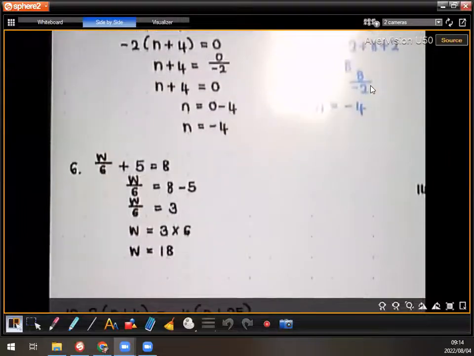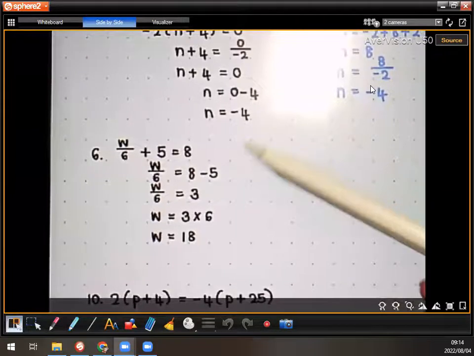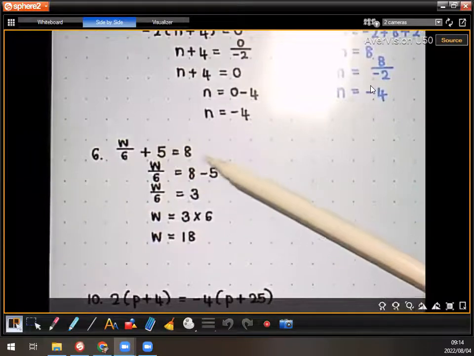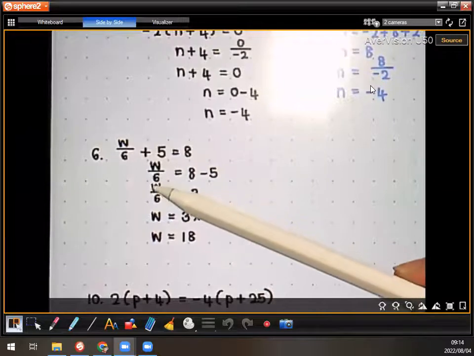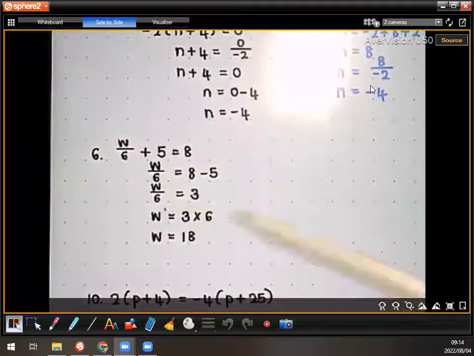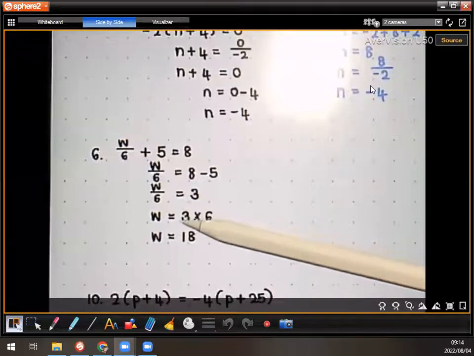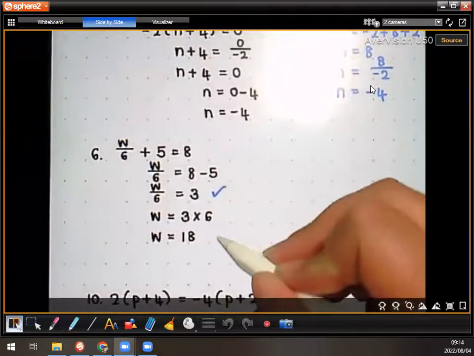Number 6 was like the questions that we did earlier, where you just need to get the W equal to everything else. So what's the opposite of adding 5? Subtracting 5. So 8 minus 5 is 3. Now guys, here, what am I doing with the 6? I am dividing by the 6. On the other side, I have 2 times the 6. The number you had there already was 3, and 3 times 6 is 18. That's a 2-mark question, guys. Just remember.